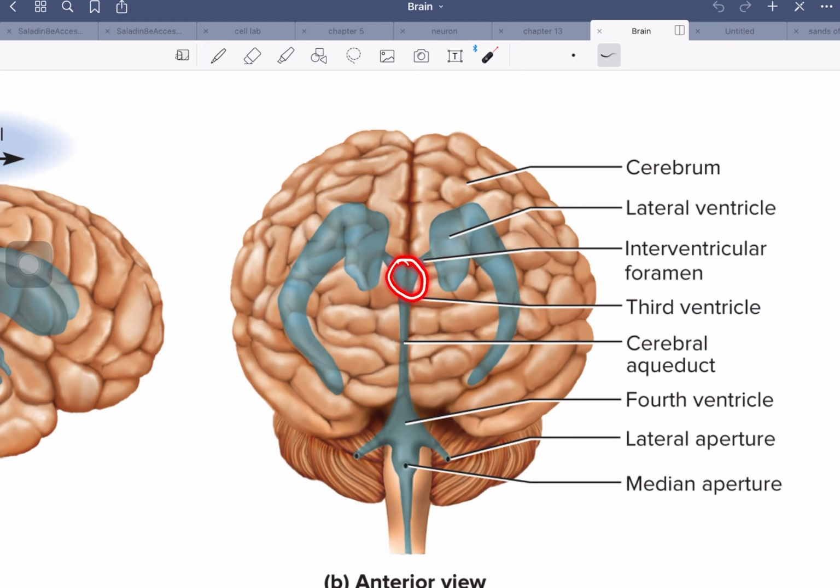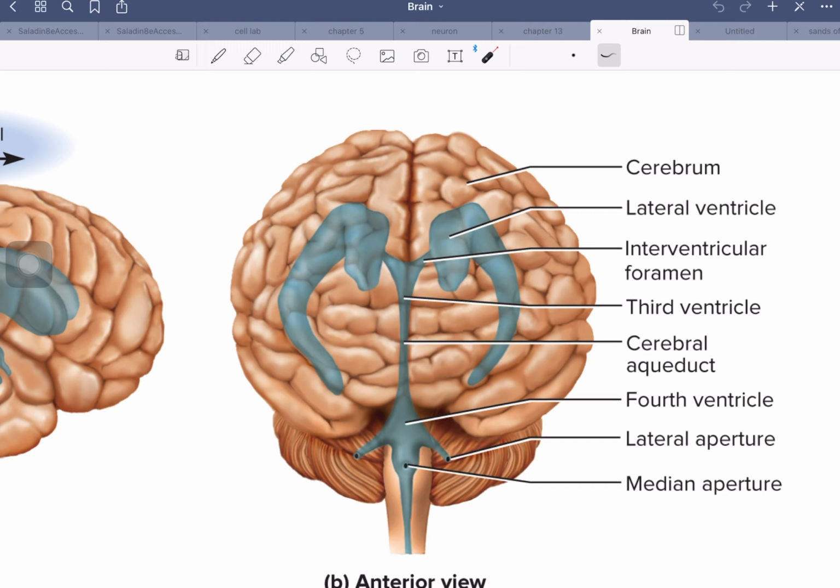and the contents from those will then enter this space right here, which we will call the third ventricle. And from the third ventricle, cerebrospinal fluid will flow down this canal, which we call the cerebral aqueduct. And from the cerebral aqueduct, it opens into this wide area here, and this is the fourth ventricle. So we've gone from the two laterals into the third ventricle, down the cerebral aqueduct, into the fourth ventricle.